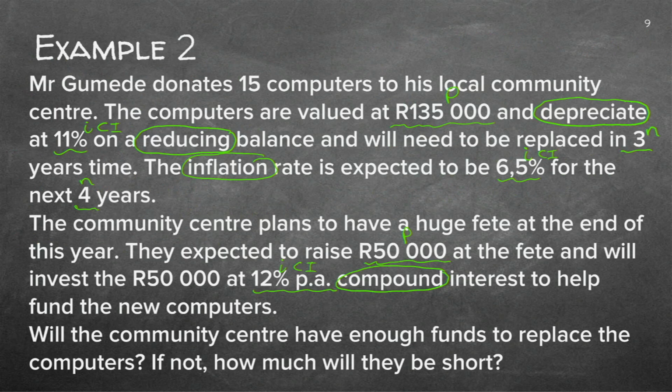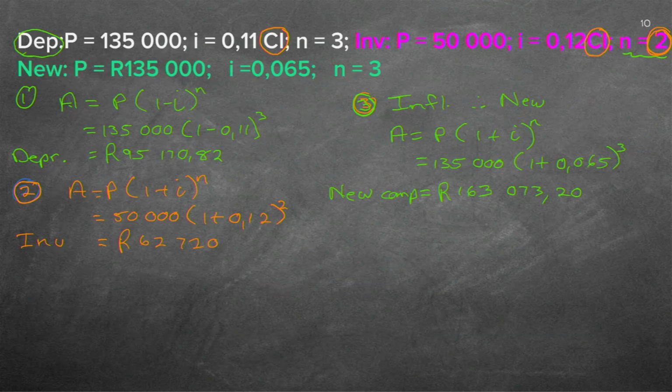Good. What did they ask? Let's quickly go to the question. They said, will the community centre have enough funds to replace the computers? Or if not, how much will they be short? So let's just check. This is what I have. I can trade that in. This was the investment that we made. So you agree with me, if I take number 1 and I add it to number 2, it should give me the amount of money that I do have. So let's do that quickly.